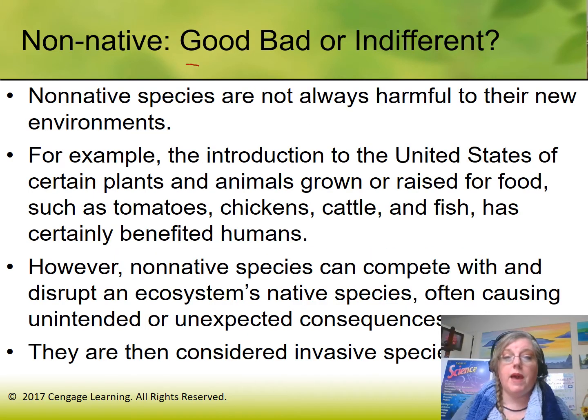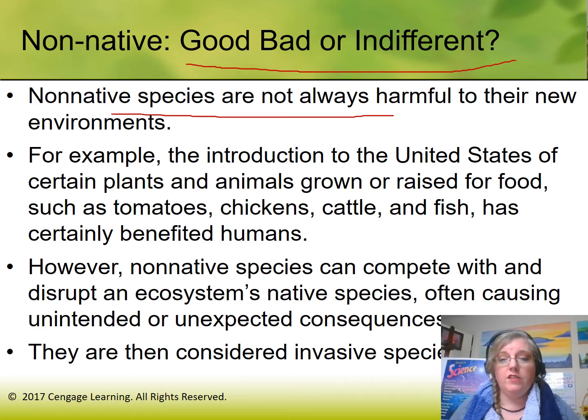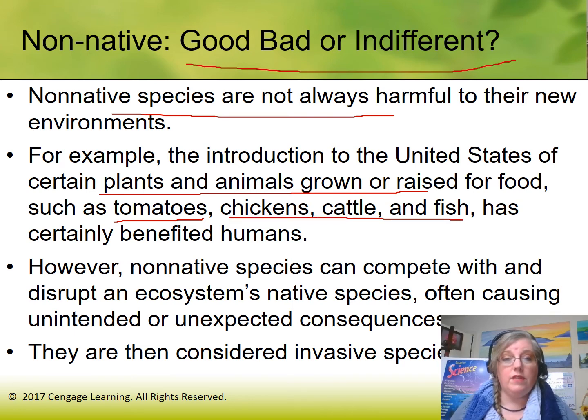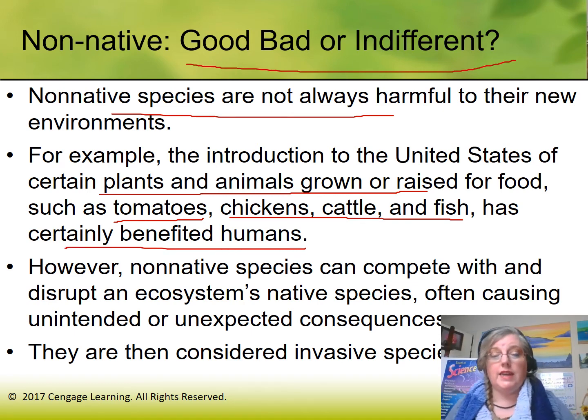Here we go. Good, bad, or indifferent. The non-natives are not always harmful. Here are some examples. Some of the animals and plants that we've grown for food, like tomatoes, those aren't native. Chicken, cattle, fish, a lot of the fish are not native to this area. But they are certainly doing just fine. They've benefited humans and they're not causing any damage.